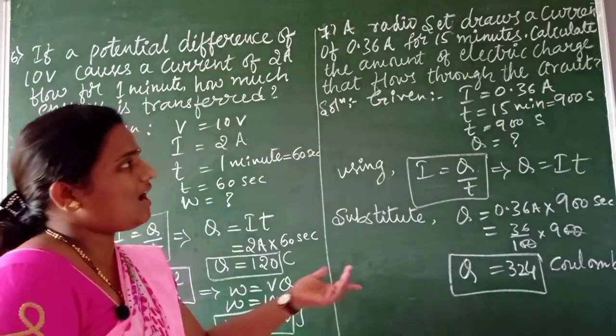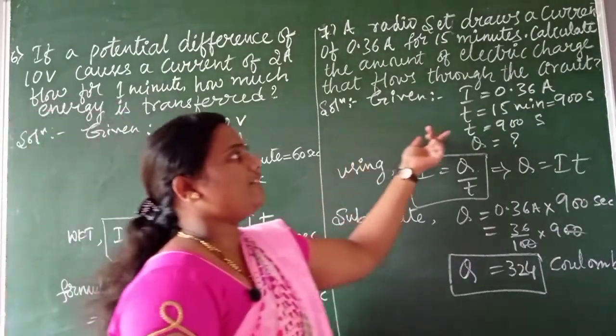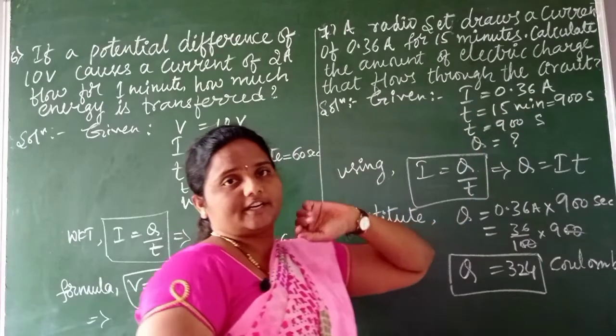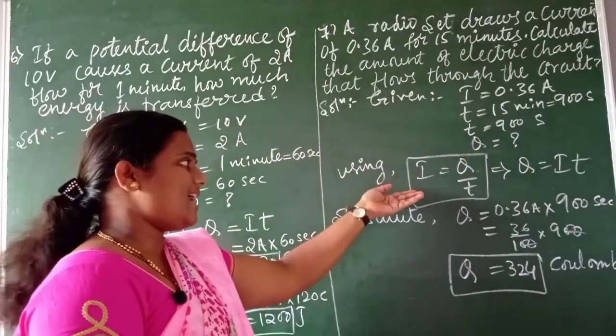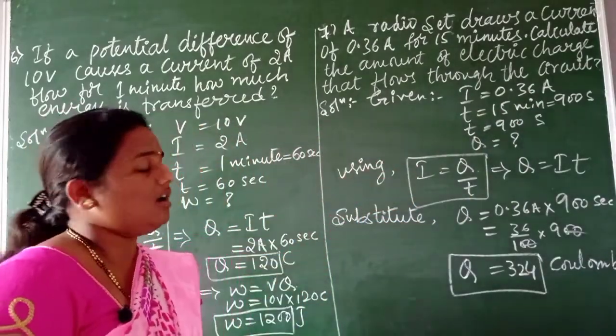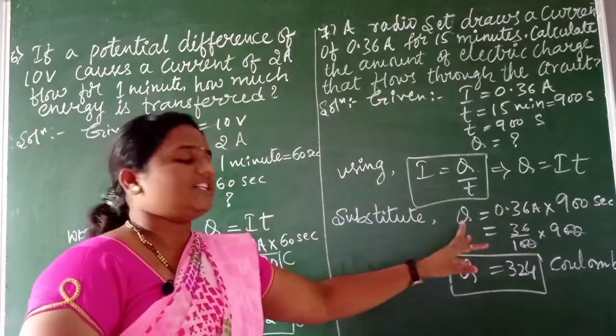Got it, children? How to solve? First, what we did, the time was converted into seconds. After that, directly with the help of the formula, we calculated the charge.